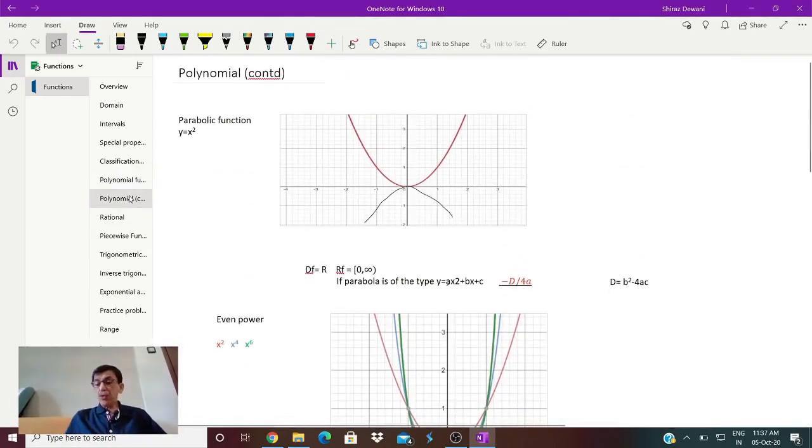Then we study a few more graphs. One is a parabolic graph. This is y is equal to x square. Here what happens is, it goes down, and in an even function there will be a limiting value and it will go up. Suppose you consider y is equal to minus x square, then it will be exactly the opposite way. It will be reflected in the x-axis. So this black graph is the graph of y is equal to minus x square, and this is y is equal to x square. We'll see transformations a little later on.